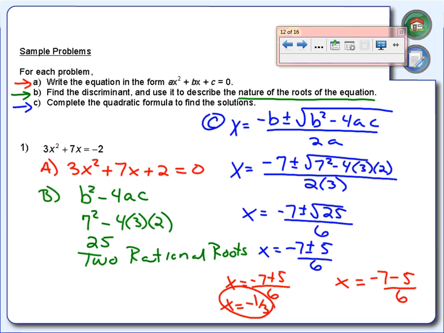Let's go and find the other one. Negative 7 minus 5 is a negative 12, and negative 12 divided by 6 is negative 2. All right, so the 2 rational roots end up being negative 1/3 and negative 2.